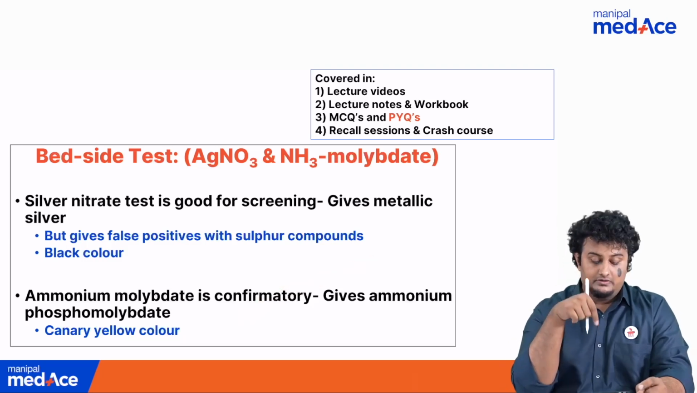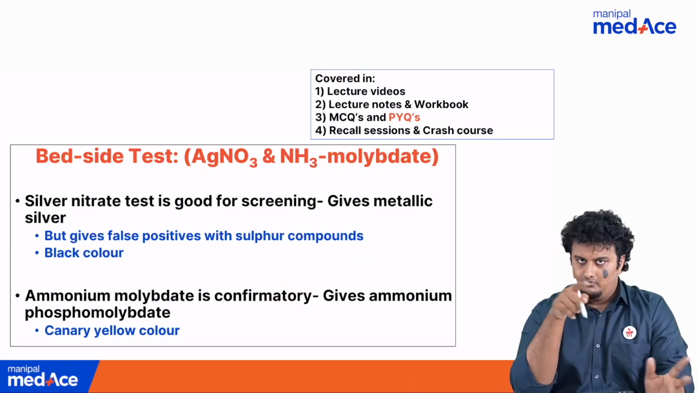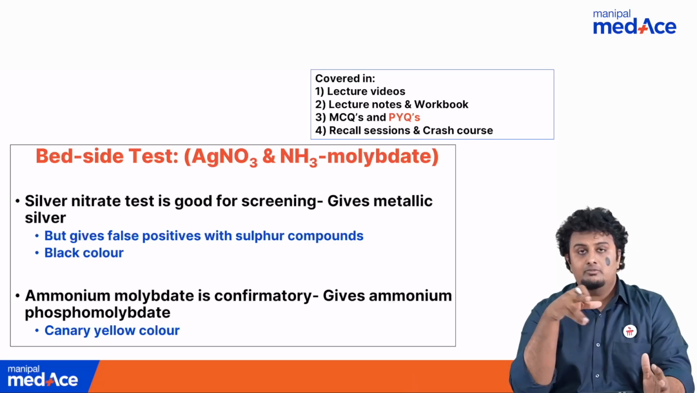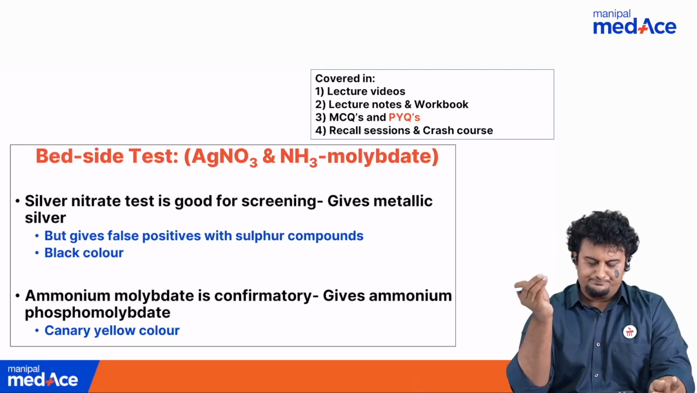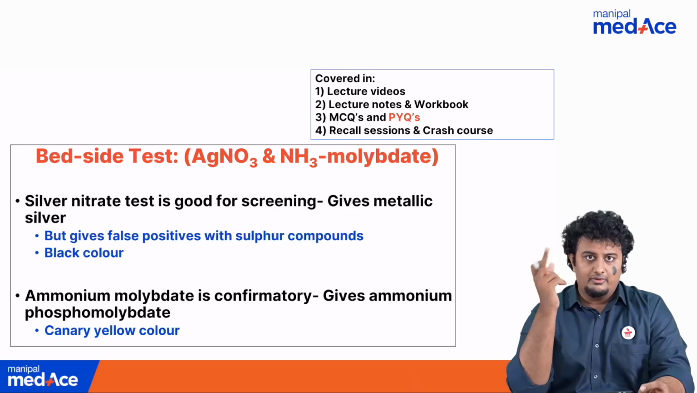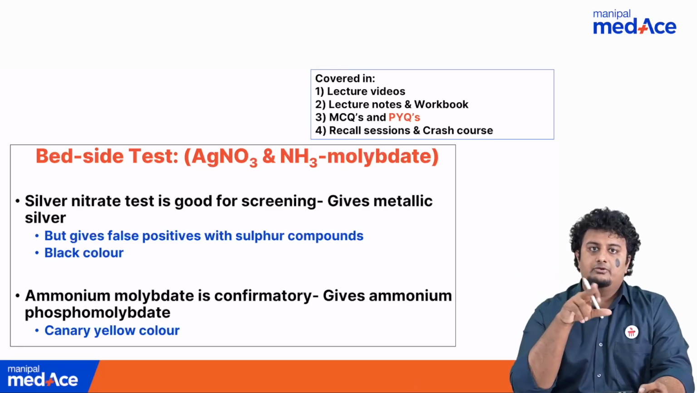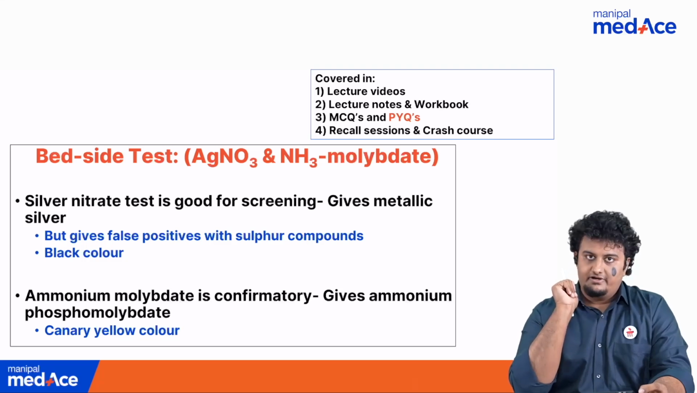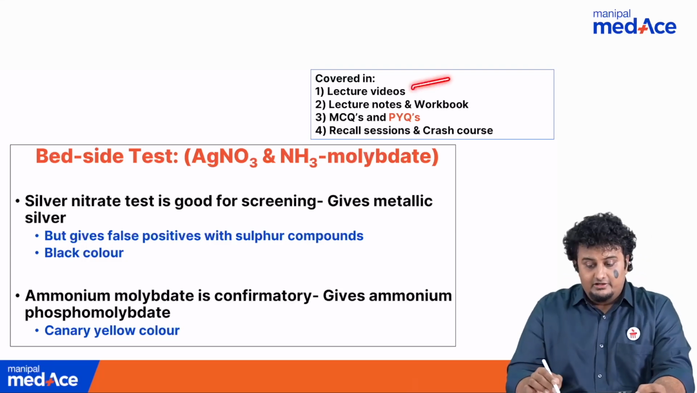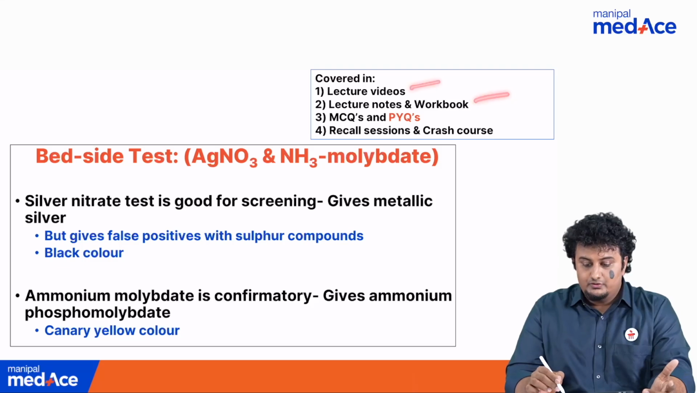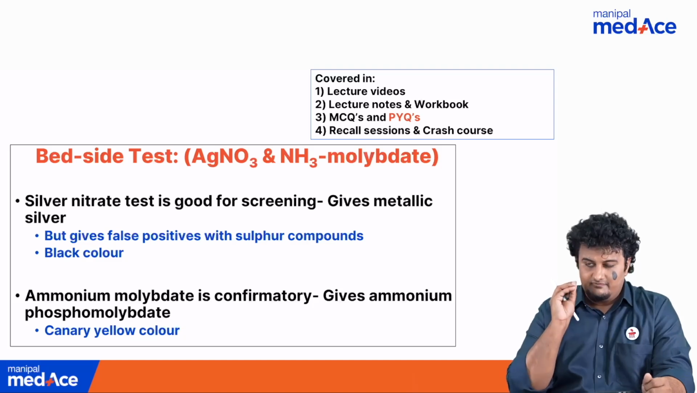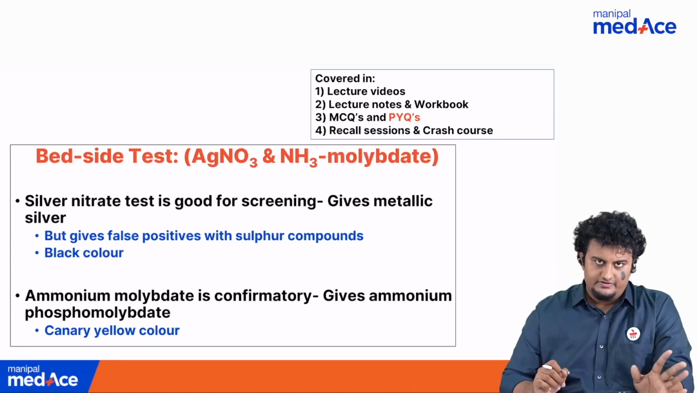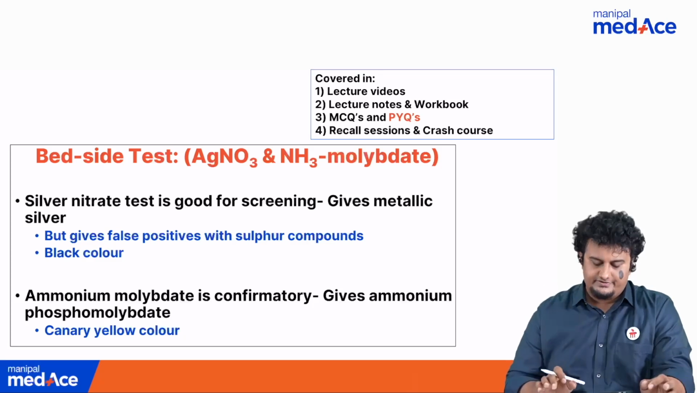So next time the question may come in this vague way, right, where they might tell you that ammonium molybdate test gave canary yellow color. So what could the possible poison be? That time you need to have the wherewithal to remember that silver nitrate and ammonium molybdate will both test positive for aluminum phosphide poisoning. Now, this was covered in our lecture notes, also in our workbooks, lecture videos, the MCQs and PYQs, along with recall and crash course. Please do keep in mind aluminum phosphide poisoning, very commonly asked because it's very common in the northern states. Sulfos poisoning, very commonly asked.